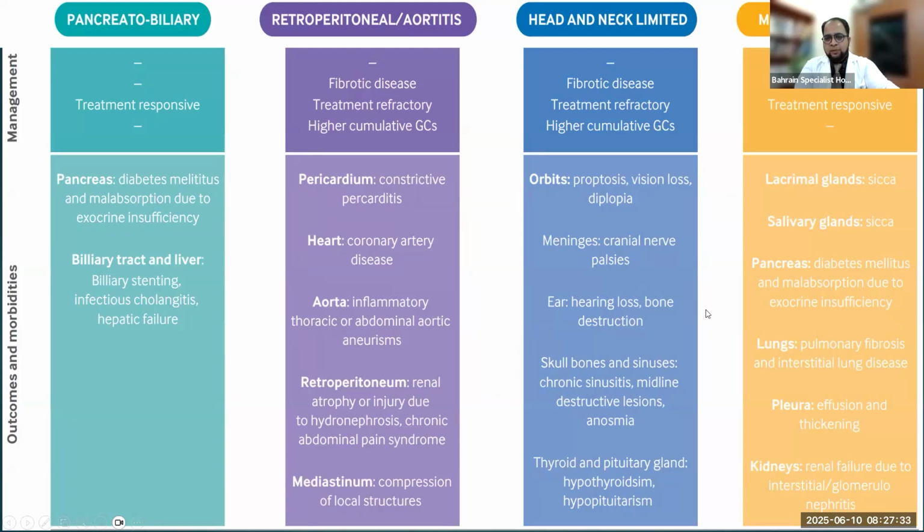When there is orbital involvement, the symptoms would be like proptosis, vision loss, and diplopia, and cranial nerve paralysis when meninges are infected.